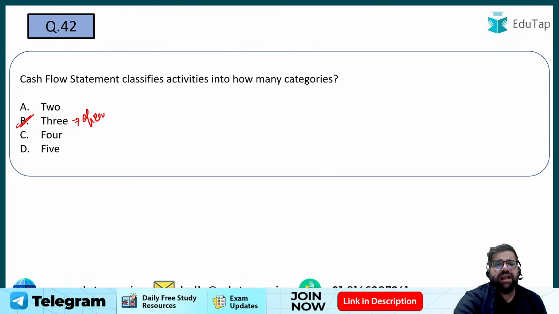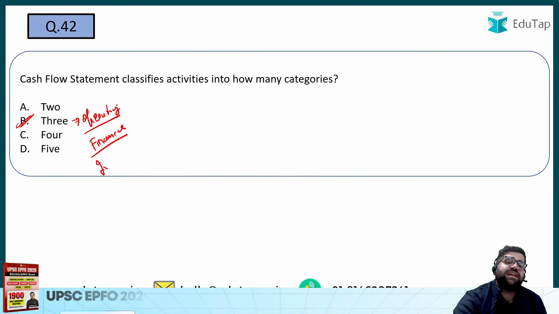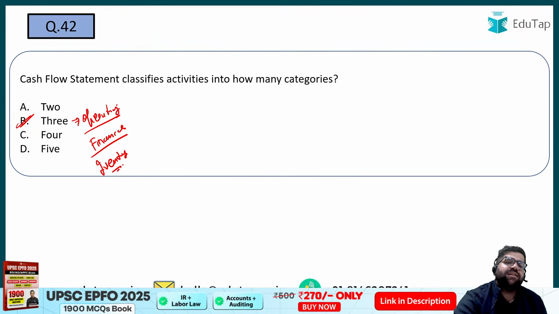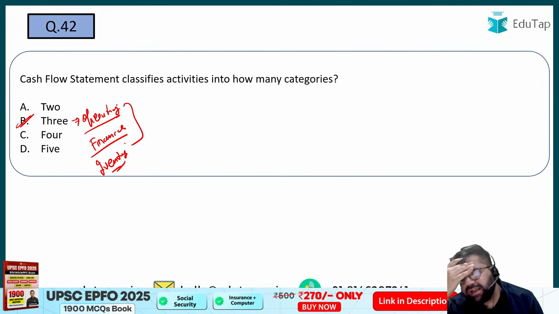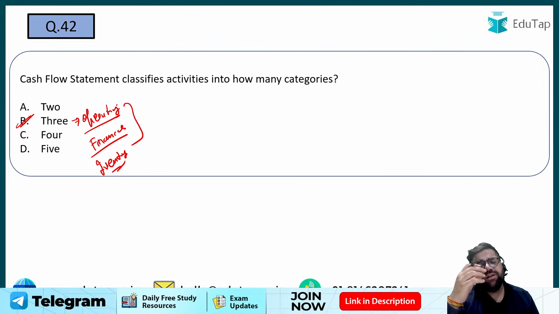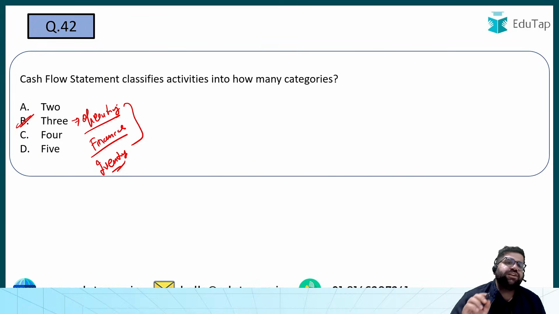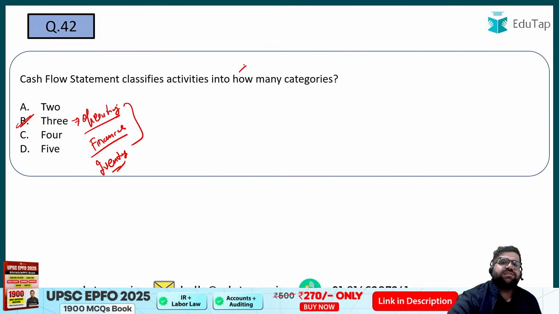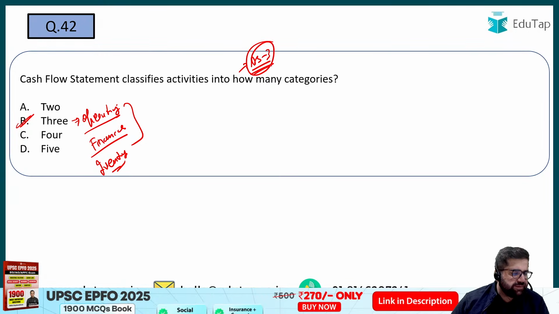First you have operating activity, then you have financing activity, and then you have your investing activity. Remember, these are very, very important. They can directly ask you in which particular case issuing of shares will come, in which particular heading your investment will come, right? So answer will be option number 3. And cash flow is made as per accounting standard 3. This is also important, please remember.